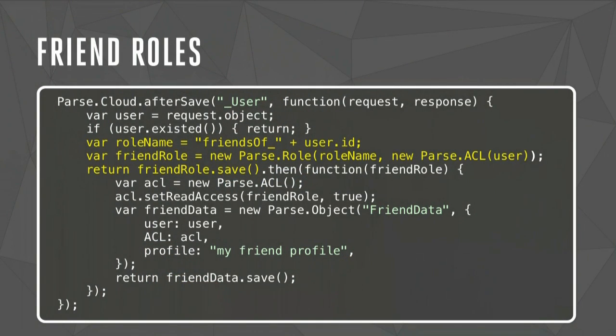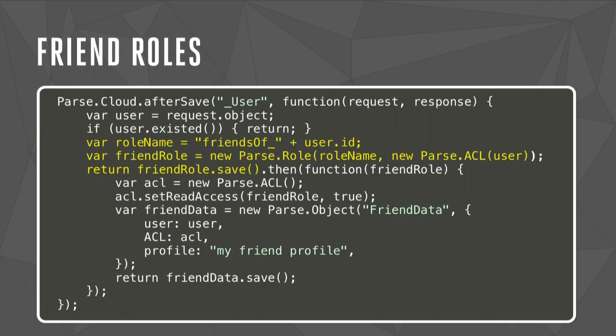But to go back to the friends example, let's talk about how we would set up a friend role so that only your friends could read your data. What we see here is a piece of Parse Cloud Code. For those of you who missed the earlier talk and don't know what Cloud Code is, it lets you upload JavaScript to Parse's servers that we run on your requests. In this case, it's an after save handler. So every time a user gets saved, we then call this function in JavaScript.